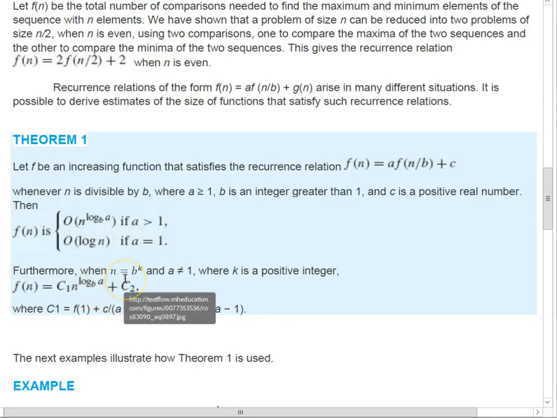Furthermore, when n is equal to b to the power k and a is not 1, where k is a positive integer, f(n) is equal to c1 n to the power log base b of a plus c2, where c1 and c2 are given with these formulas.